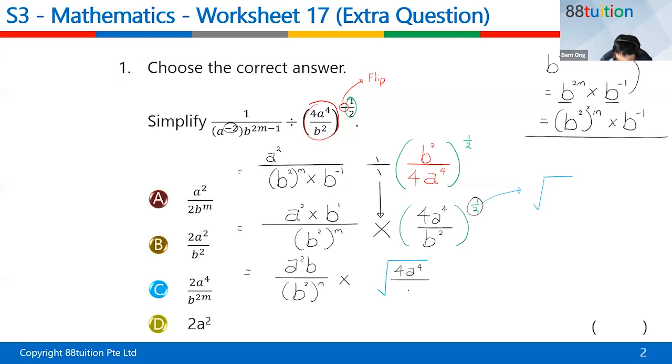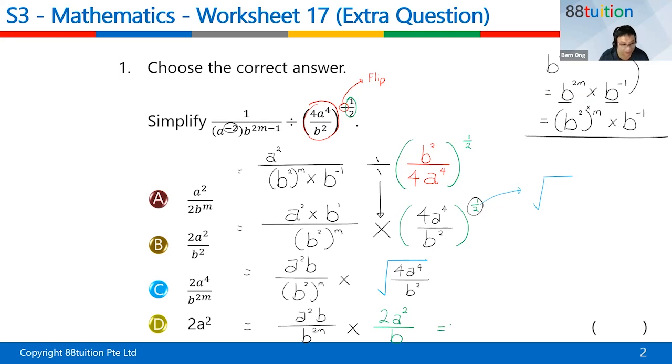over b squared. Okay, and what do you do? Down here is a squared b. Maybe I can continue to write it as b to the power of 2m. I don't know whether I need it or not. Times, down here, square root. Everybody must square root. Square root of 4 is 2. Square root of a^4 is a^(4 divided by 2), which is a squared. Square root of b squared is b.